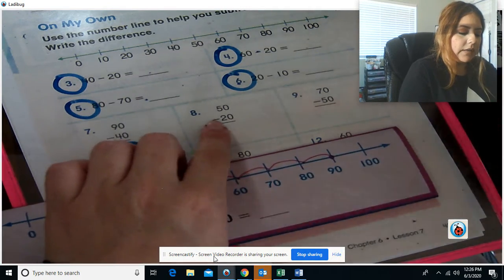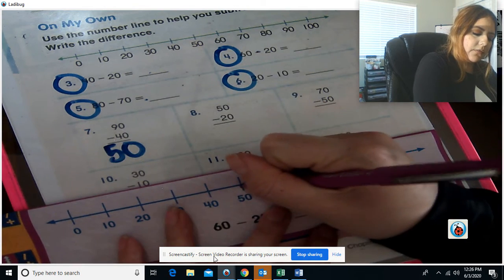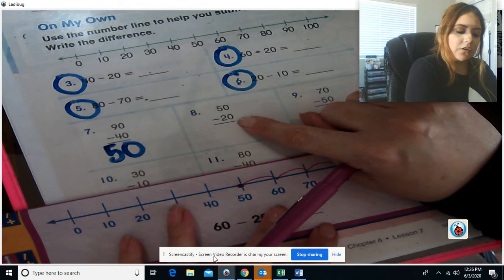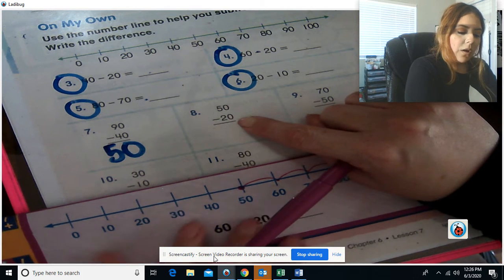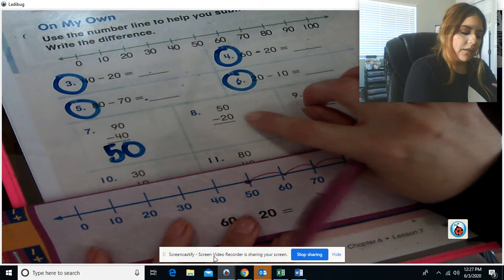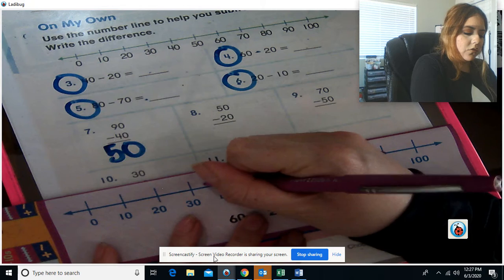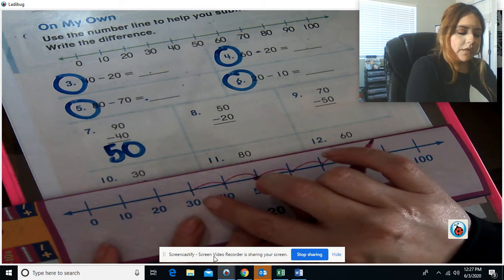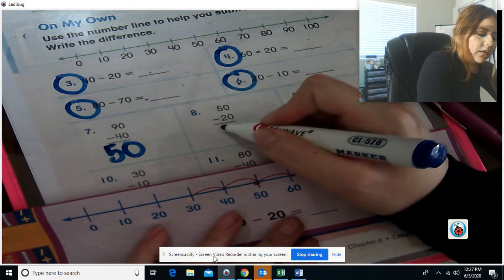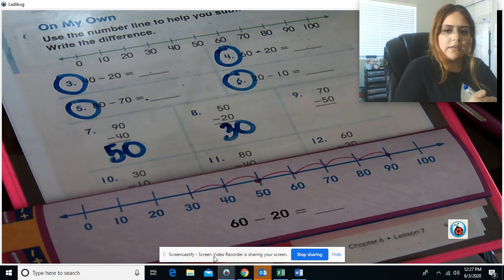Okay, number 8 says 50 minus 20. So I'm going to start at 50 and jump back 20. I'm going to count back by tens. 10, 20. So my answer is 30. 50 minus 20 is 30.